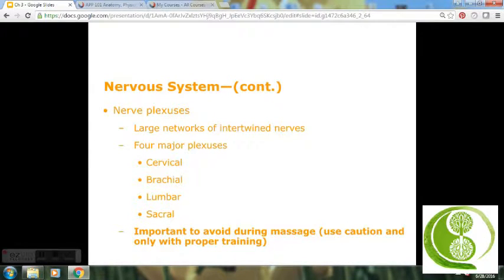Okay, so now moving on down on page 106, at the bottom, it talks about nerve plexuses, or nerve plexi. These are large networks of intertwined nerves. There's 4 major ones: the cervical, the brachial, the lumbar, and the sacral. With massage therapy, it's important to avoid these during your massage, or at least use caution and only approach these plexuses with proper training.